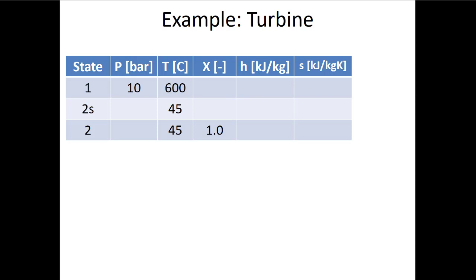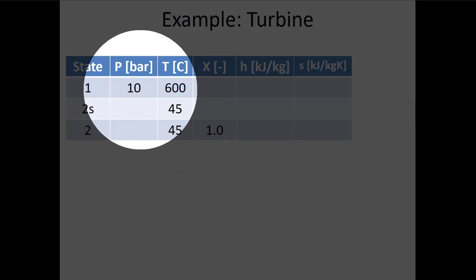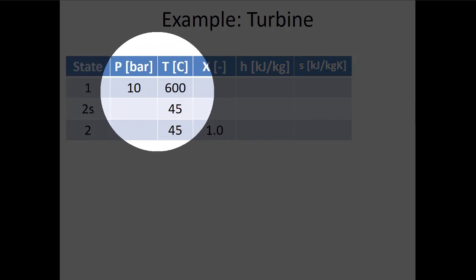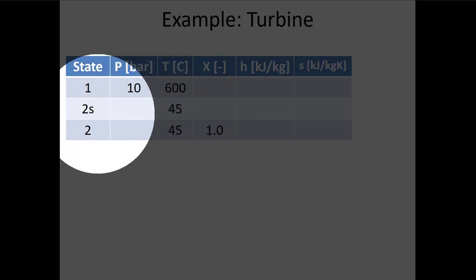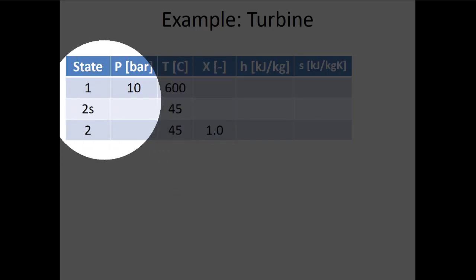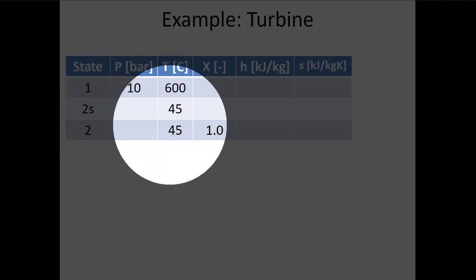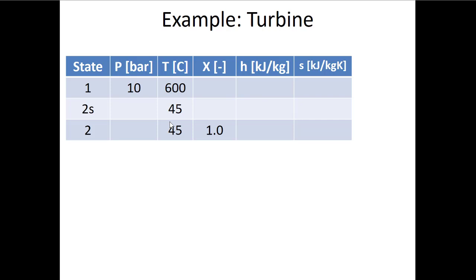So here's an example for a turbine where what we're trying to do is find the isentropic efficiency. On my state table, I have state 1, where I have a temperature and pressure. I'm expecting this to be a superheated vapor. State 2, I only have the temperature, but that's okay because this is state 2s, right? State 2s is always going to have the same piece of information we have about state 2. It's just we'll usually only have one piece of information.